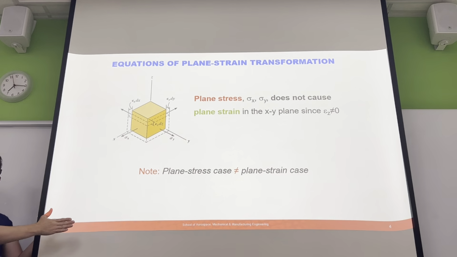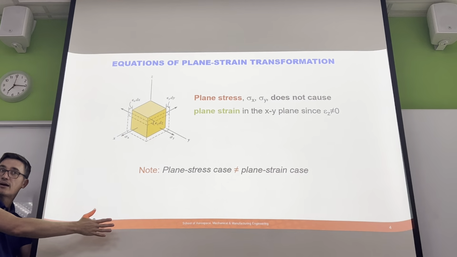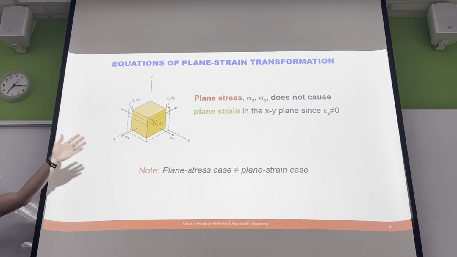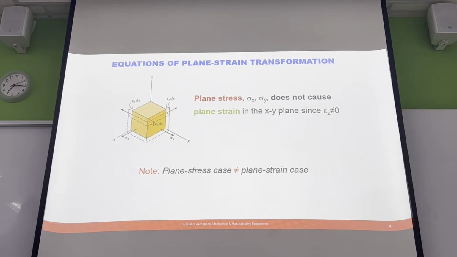If that's the case, then all the load, all the force, all the stress is occurring in that plane. So that's the plane stress condition. Plane stress is when you have all the stress occurring in that XY plane. Plane strain is where you have all the strain occurring in that plane.